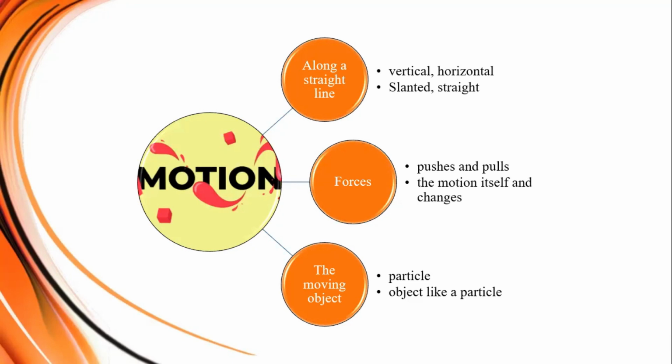Second, forces, pushes, and pulls cause motion but will not be discussed. In this chapter, we discuss only the motion itself and changes in the motion. Third, the moving object is either a particle, by which we mean a point-like object such as an electron, or an object that moves like a particle, such that every portion moves in the same direction and at the same rate.